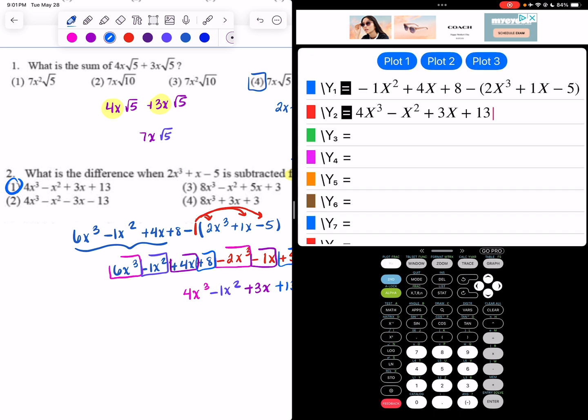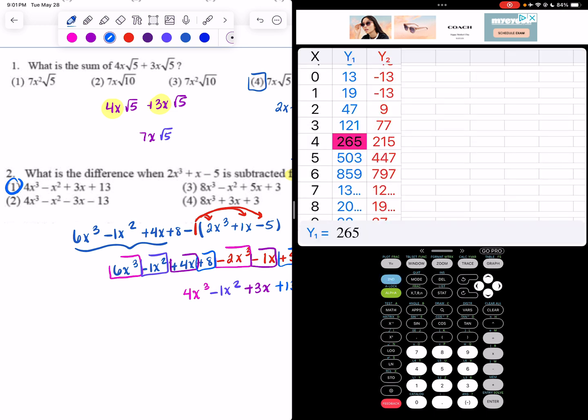Now, if I go back to y equals, just to show you a wrong answer, let's look at choice 2, where it's a minus 13 and a minus 3x. If I hit second graph, I can see that my table of values are not the same, so it cannot be choice 2, and it will not work for choice 3 or choice 4. It has to be choice number 1.